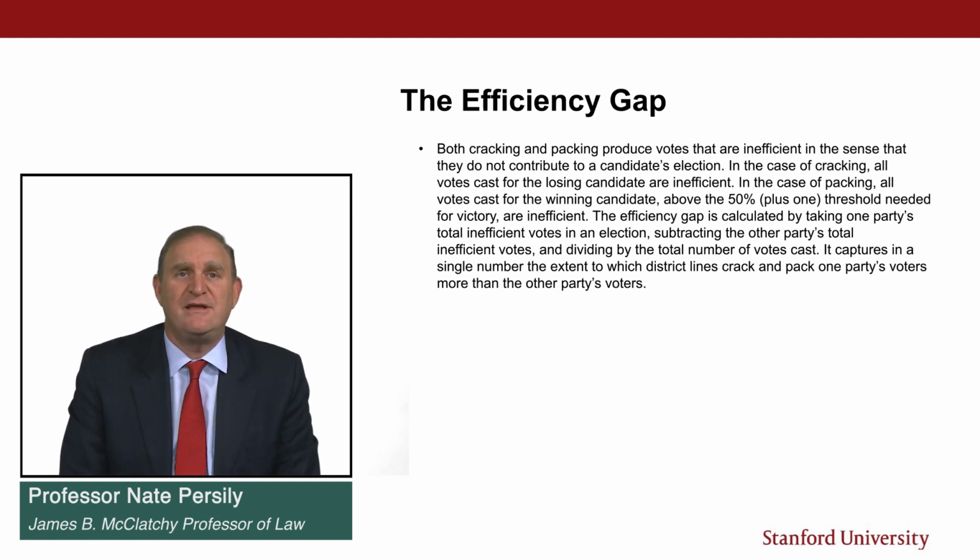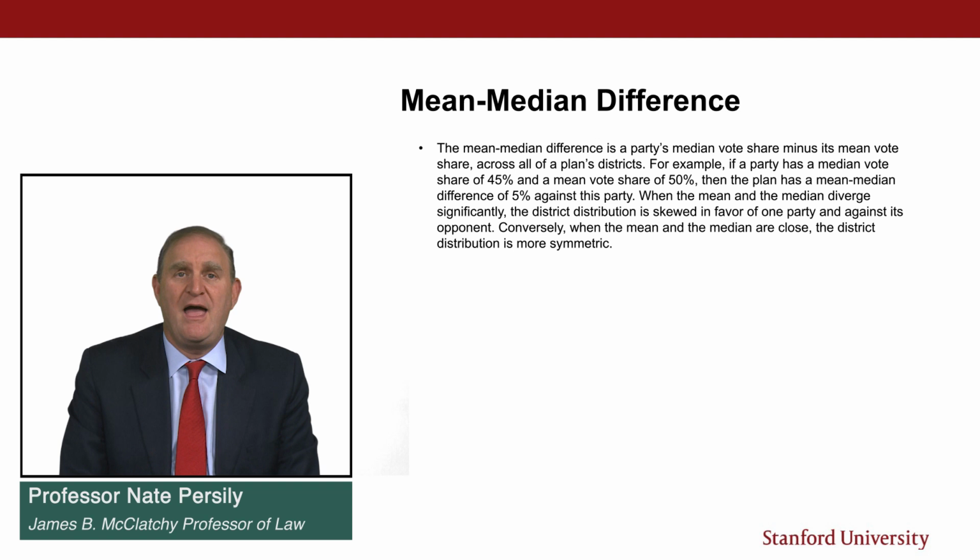A third measure is called the mean-median difference. The mean-median difference is a party's median vote share minus its mean vote share across all the plan's districts. For example, if a party has a median vote share of 45% and a mean vote share of 50%, then the plan has a mean-median difference of 5% against this party. When the mean and the median diverge significantly, the district distribution is skewed in favor of one party and against its opponent. Conversely, when the mean and the median are close, the district distribution is more symmetric.